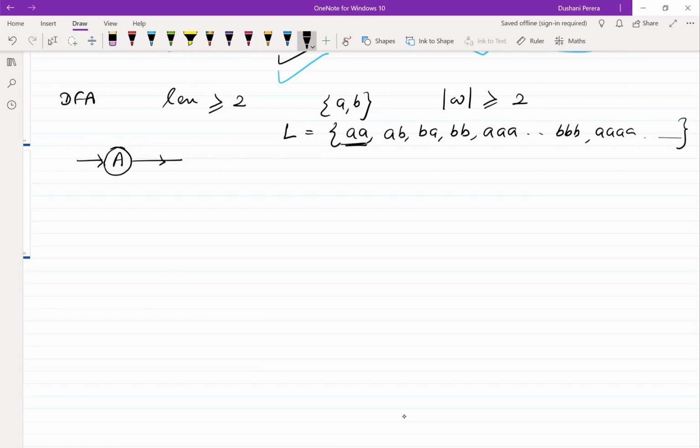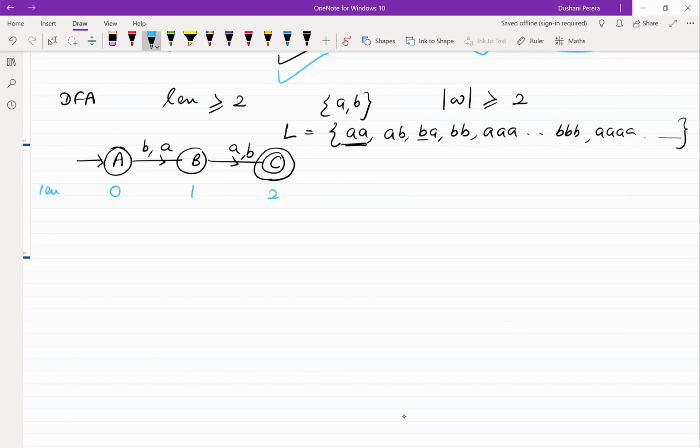For AA, that is the same thing as before. AA should be accepted, so we do the double circle there. Then B also should be here. And after that, now what are the lengths here? The length of the string that is coming to A is 0, coming to B is 1, and then 2. So strings of length 2 are accepted here.